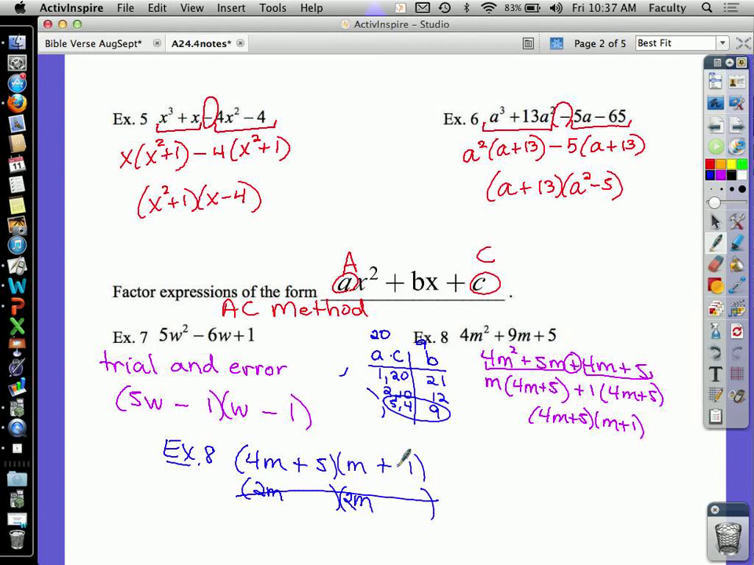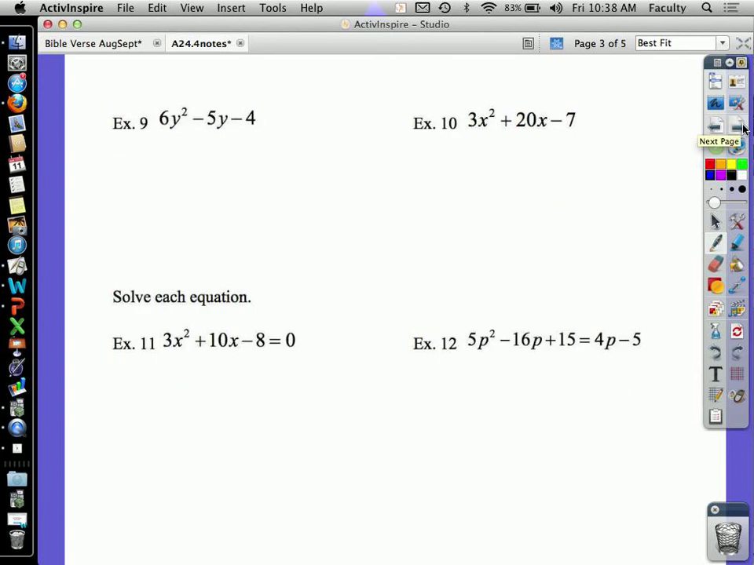Now, because I've been factoring a long time, I do trial and error and I can do it very quickly now. So it is something that you need to mess around with to see if you can do it that way. So here's what I'd like to do: give you a moment. In example 9 and 10, I want you to try both of those, and you choose. If you think you sort of get trial and error, go for it. If not, do the AC method.